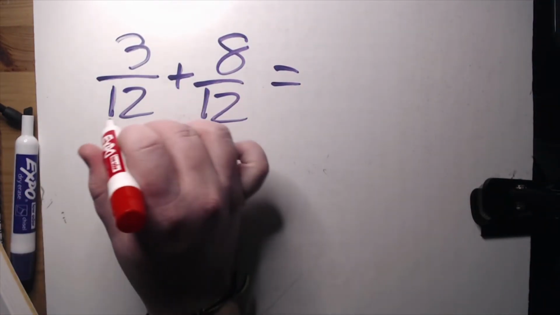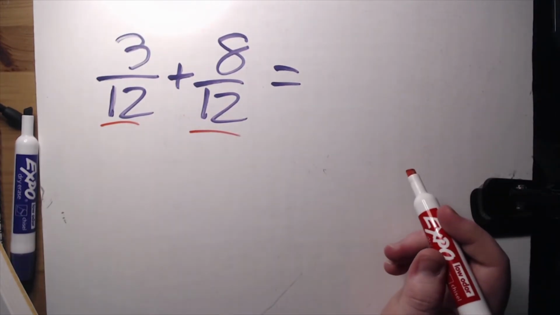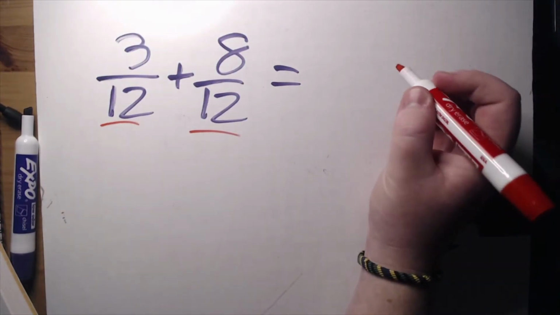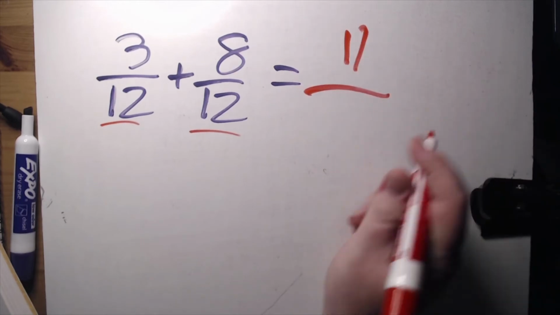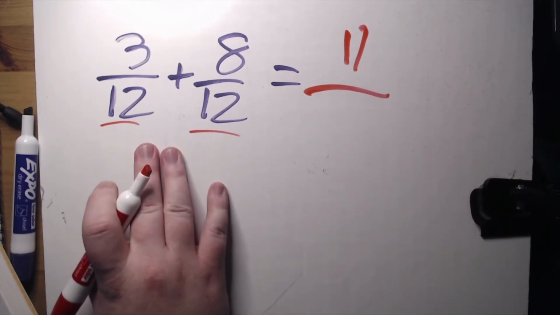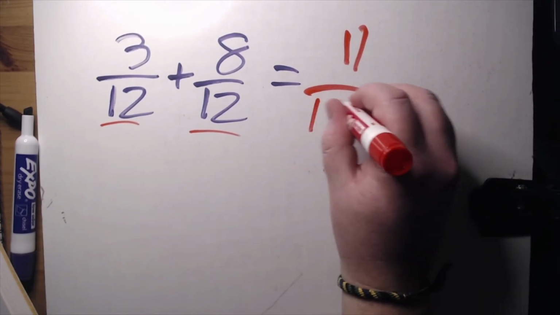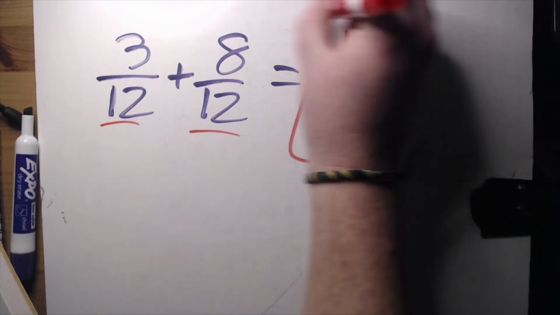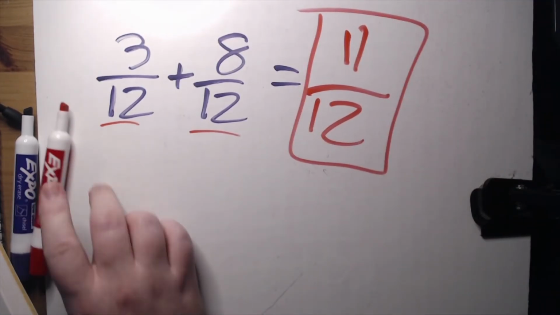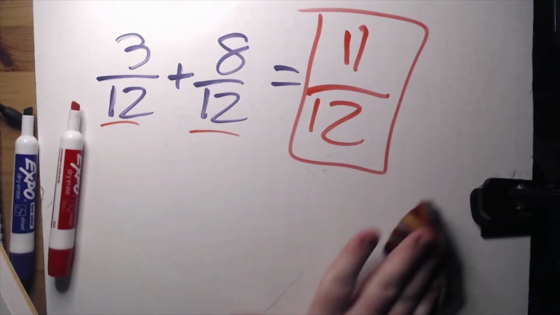Once again, our denominators are common. We have the exact same denominator. So we do 3 plus 8 equals 11. Once again, we never, ever, ever add our denominators together. So we have 11/12, which would be our answer. Look at that. Okay, moving on.